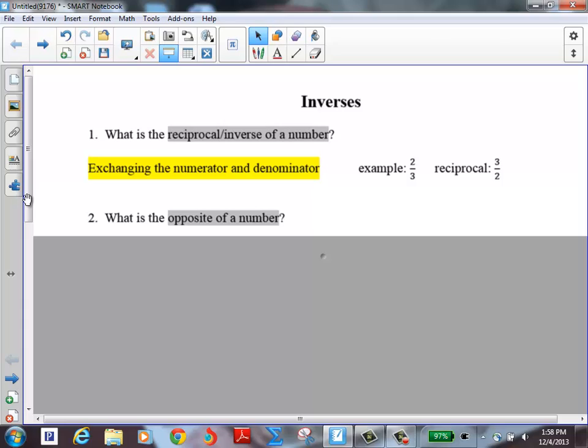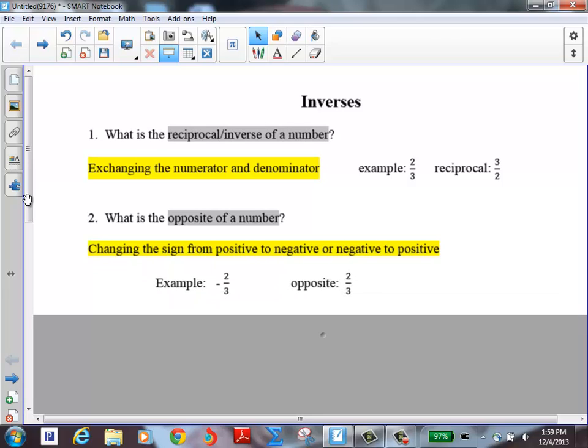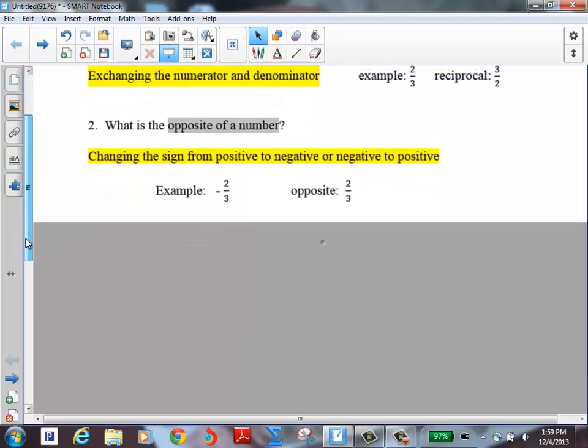Another definition we want to take a peek at is the opposite of a number. That's when we change the sign from positive to negative or negative to positive. An example of that, if we have negative 2/3, the opposite would be positive 2/3. The reason why we're looking at these definitions is because sometimes they're confused for each other. The reciprocal, inverse, and opposite have some different meanings, so we need to keep them straight.